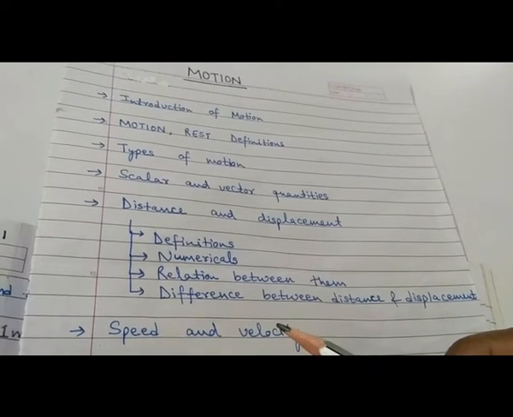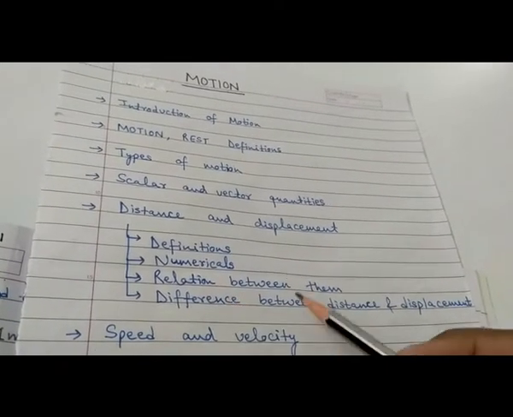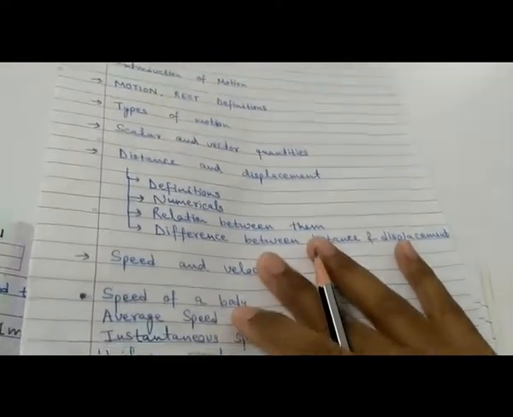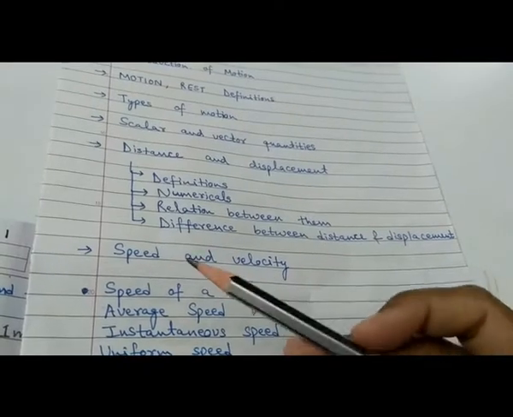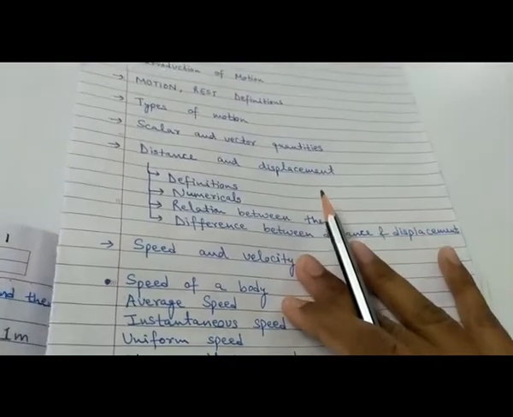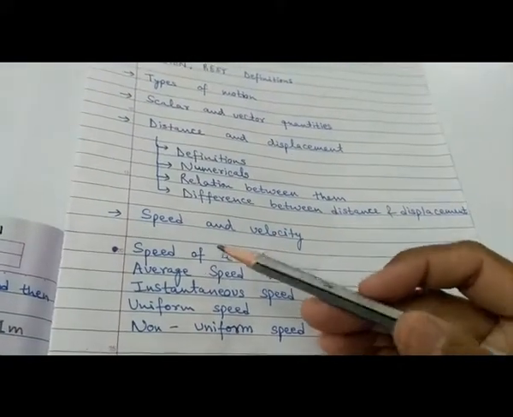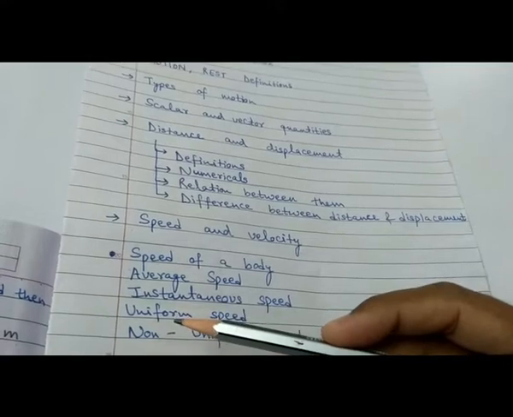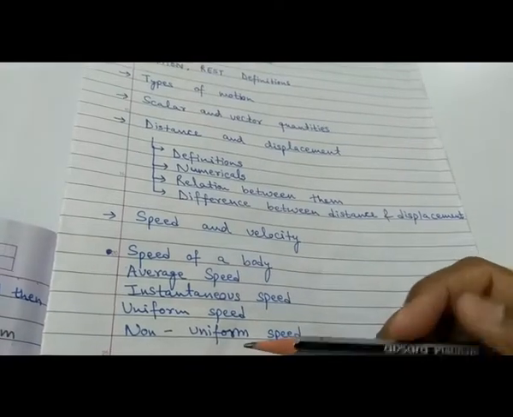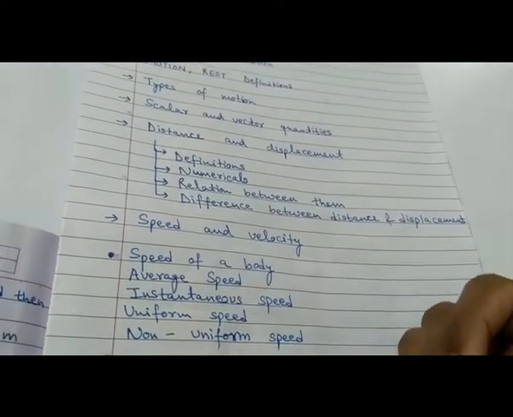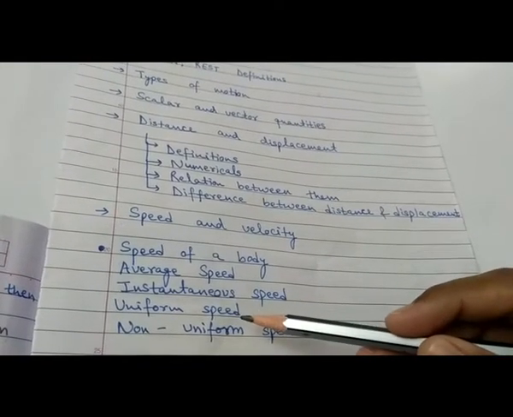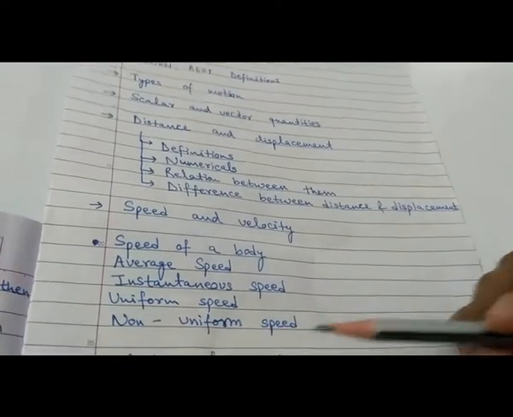In this class, we'll be studying difference between distance and displacement. Later on, we'll be studying speed and velocity. In this class, I'll be telling you various terms related to speed, like what is speed of a body, average speed, instantaneous speed, uniform speed, and non-uniform speed.